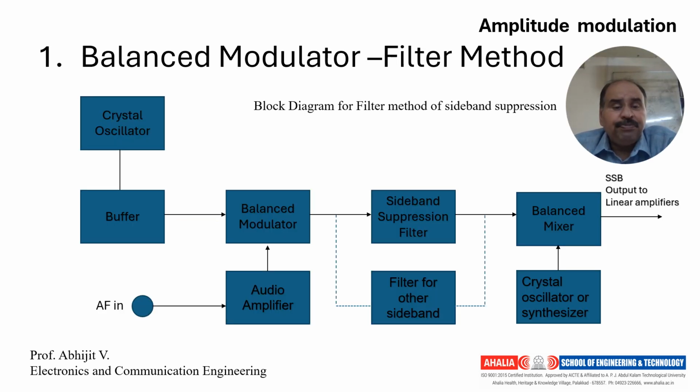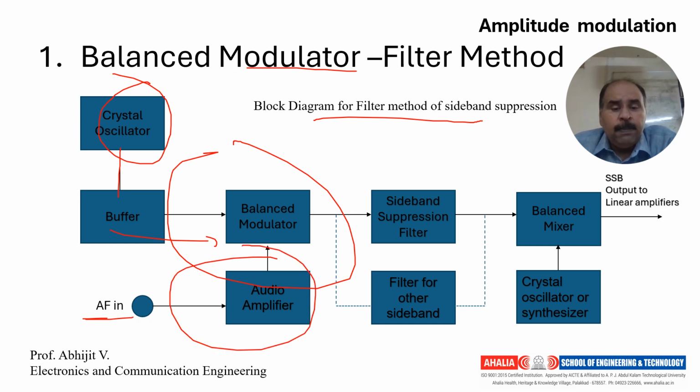So this is a block diagram for the balanced modulator method, the filter method of sideband suppression. We have a crystal oscillator here to generate the carrier wave signal. After that, we have the audio frequency input. The carrier wave, after a buffer, is given to a balanced modulator, and we have an audio amplifier here, where we are giving the audio input. The balanced modulator creates a DSB-SC signal, double sideband suppressed carrier, where the carrier frequency component is suppressed. Then we have a sideband suppression filter, which filters out the other band. So we have a single sideband system, after which we have a crystal oscillator to increase the frequency, and then a balanced mixer, and then the SSB output goes to the linear amplifiers, from where it is given to the RF antenna for transmission.